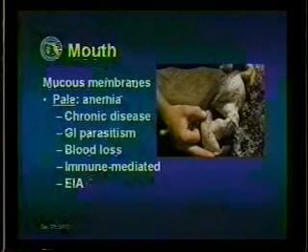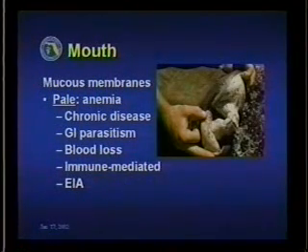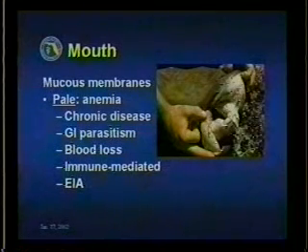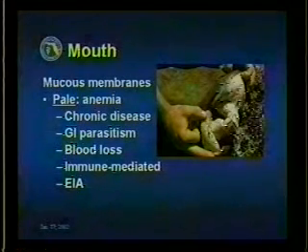Another part of the head that is important to examine is the mouth. And the mucous membranes in horses are a very good indication of systemic disease. Some of the findings regarding the mucous membranes will be pale membranes, and this will be associated very often with anemia. Anemia can be caused by chronic disease, very often chronic infectious diseases in horses. It can also be associated with GI parasitism, which is in some cases associated with leakage of the blood vessels or just consumption of the red blood cells.